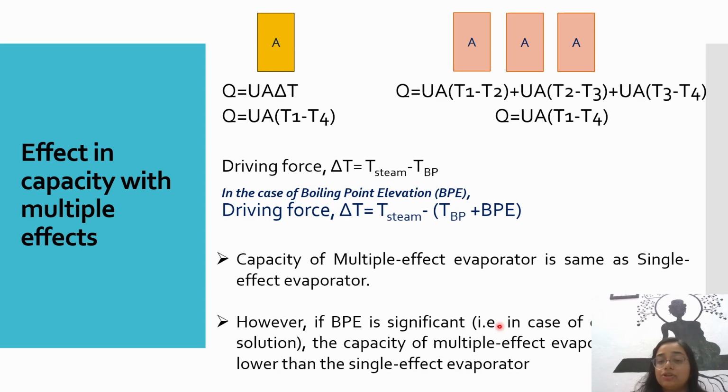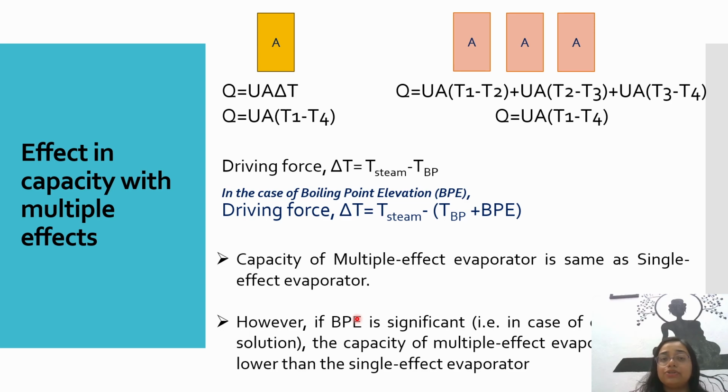However, in case of dilute solution, the capacity of the multiple effect evaporator will be the same as the single effect evaporator. I think it is clear. If the solution is dilute, boiling point elevation is not significant, so the capacity of the multiple effect evaporator is the same as the single effect evaporator. However, if the boiling point elevation is significant, that is in case of concentrated solution, our capacity will rather be reduced in multiple effect than the single effect.